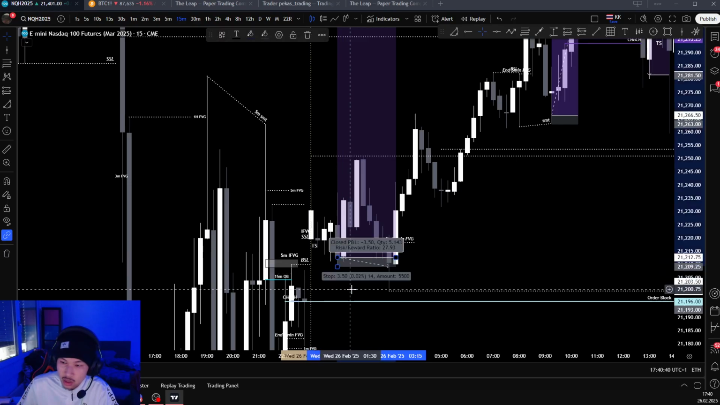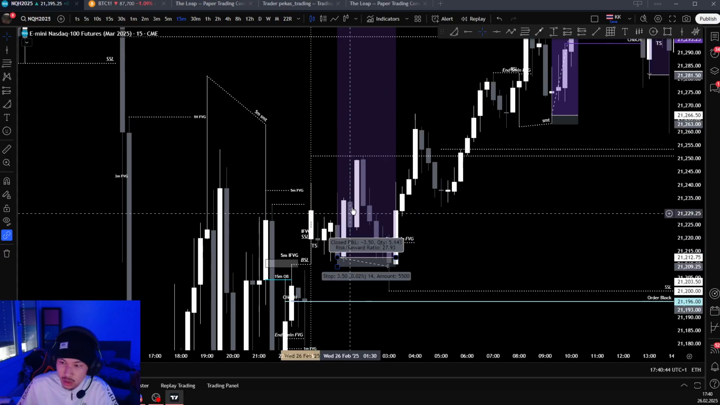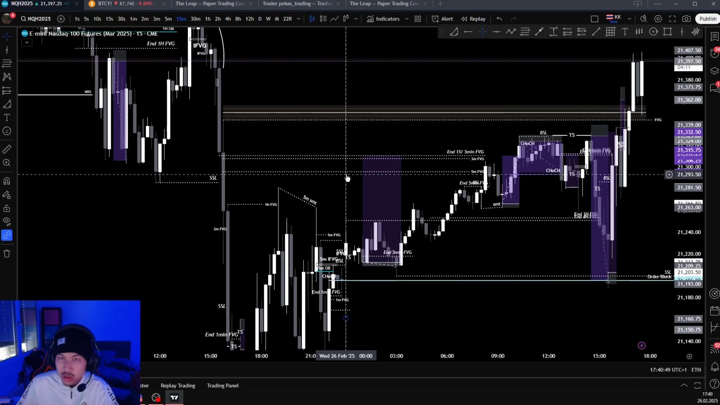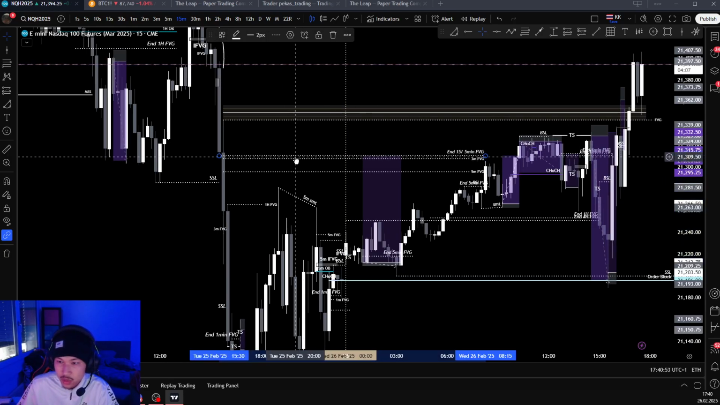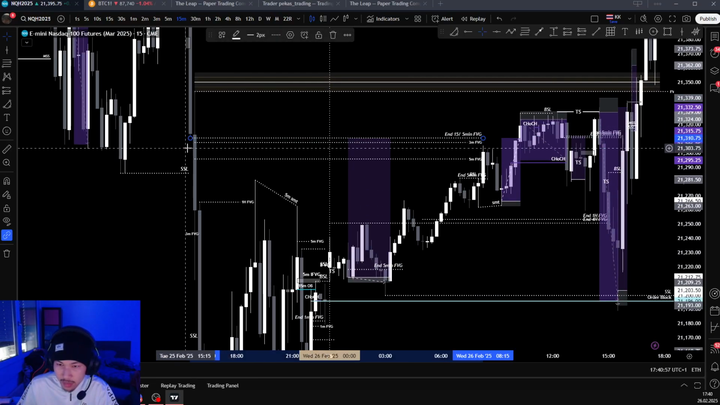I took a long. My stop loss was on break even after we went all the way up, and my TP was all the way up here. Why here? Because that's an end fair value gap of a 15-minute fair value gap. So why did I take this end fair value gap here?